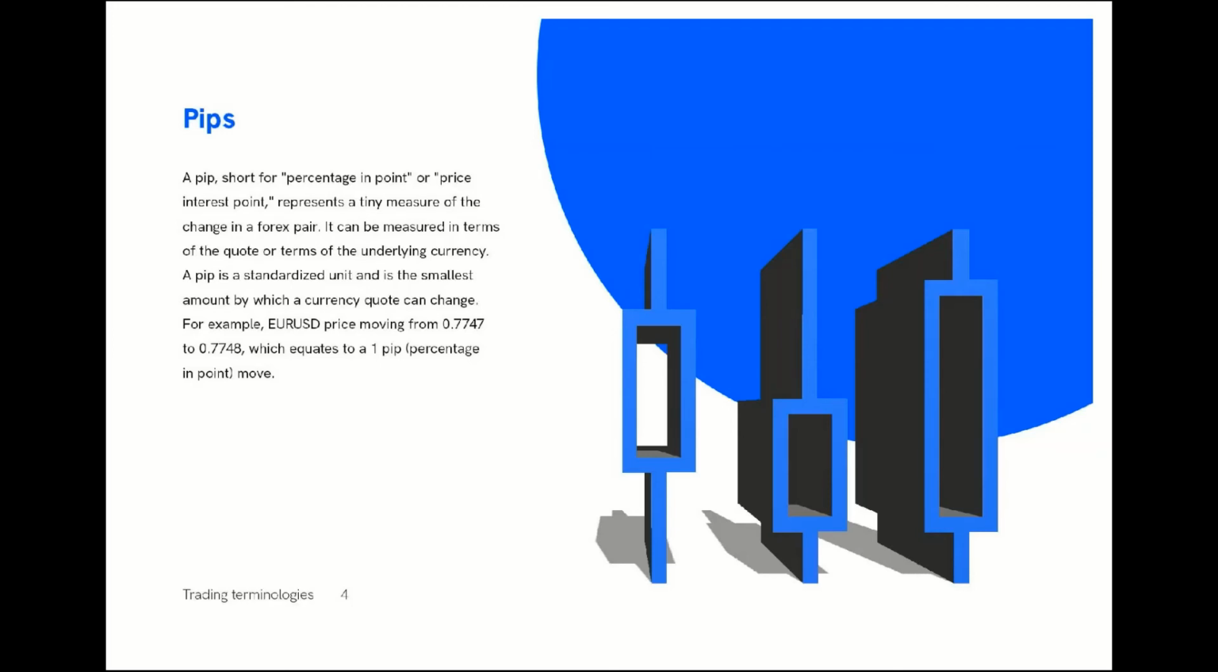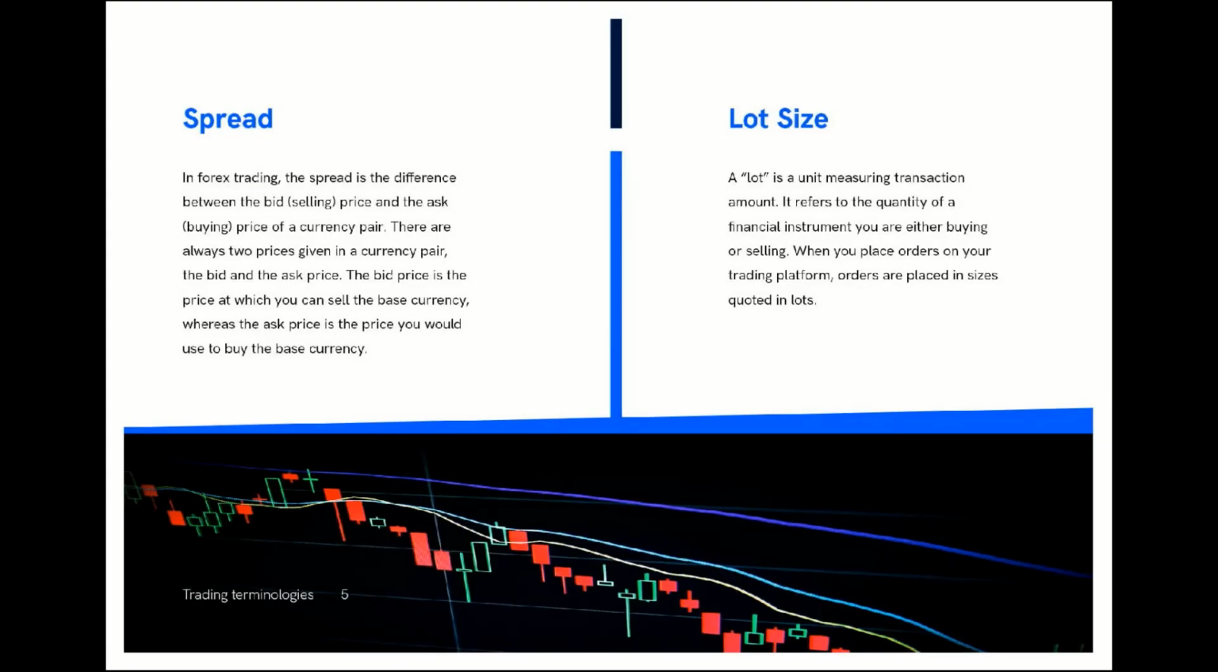What it basically means is that price has moved 1 pip. Spread. In forex trading, the spread is the difference between the bid, which is the selling price, and the ask, which is the buying price of the currency pair.